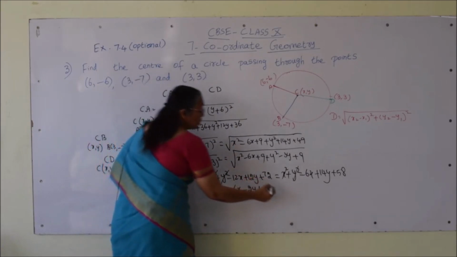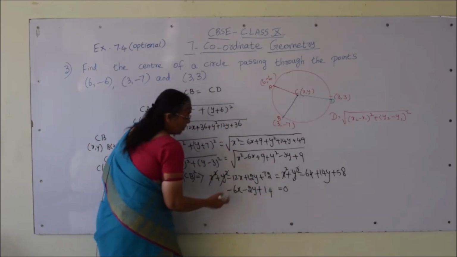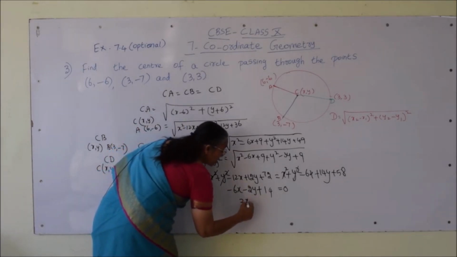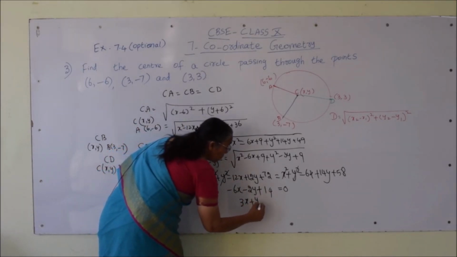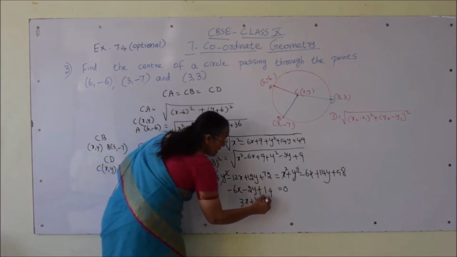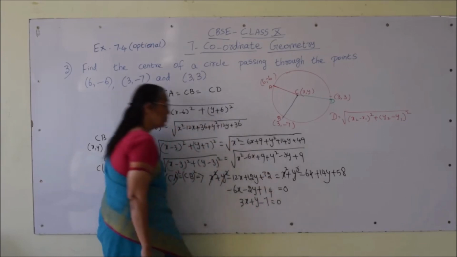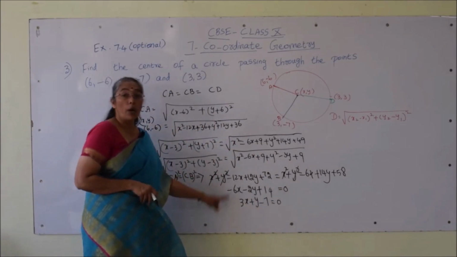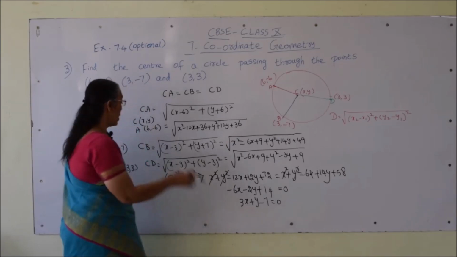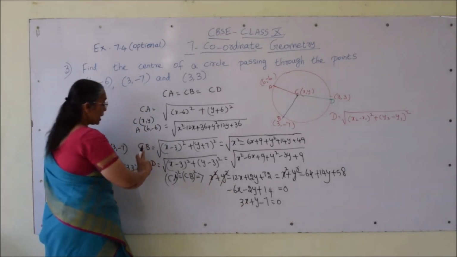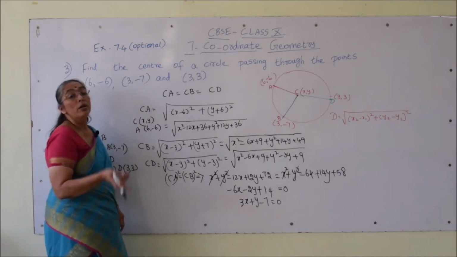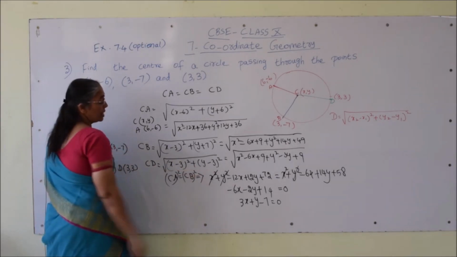This is equal to 0. So, let us simplify by dividing throughout by minus 2. We will get 3x plus y minus 7 is equal to 0. So, this is one equation in two variables x and y. Now, again by equating CB is equal to CD, we will form another equation in two variables x and y.